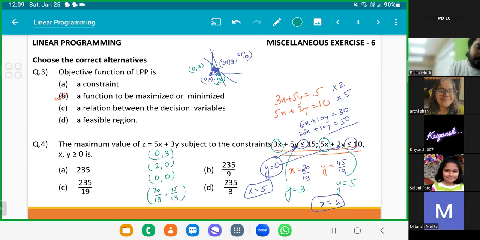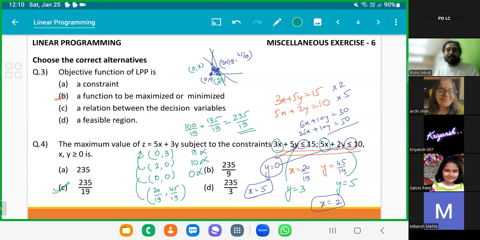Substitute in the value of Z and tell me what value comes as the maximum. The first one will be 3 threes are 9, which is not there in our options. 5 twos are 10, not part of the options. 0 is not part of the options. Substitute 20 by 19 and 45 by 19 and tell me what answer we get. 5 times 20 is 100 by 19, plus 3 times 45 is 135 by 19, total 235 by 19, which is option C.